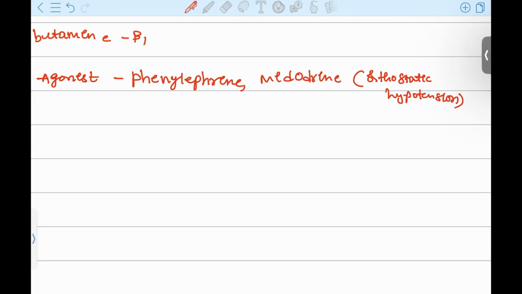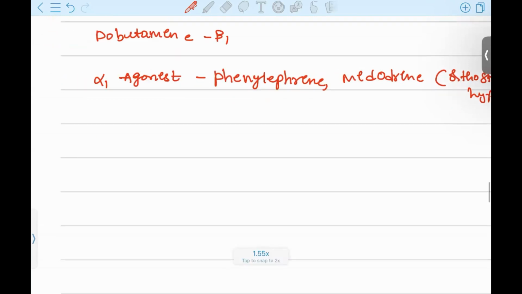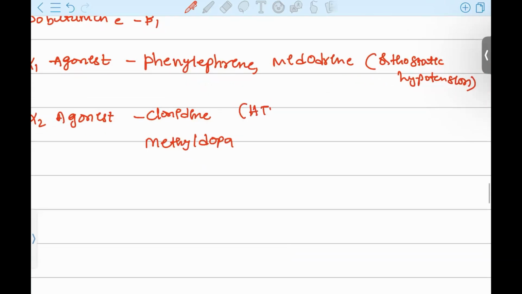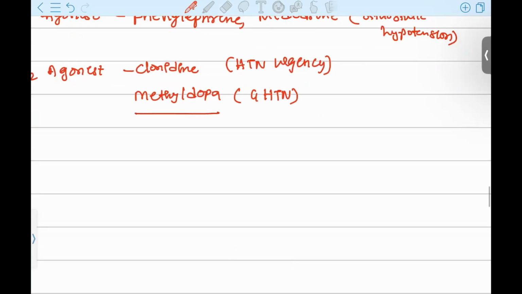And also alpha 2 agonists. Alpha 2 agonist, this is your clonidine. And also methyldopa. These are antihypertensive drugs. You can use this as a drug of choice for the patient with hypertensive urgency. And those who are suffering from gestational hypertension, you can give methyldopa. But methyldopa has a very severe side effect, that is hemolysis. The patient will be at high risk for hemolysis, right?